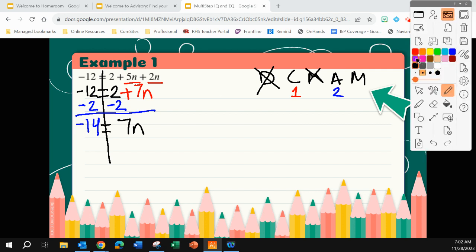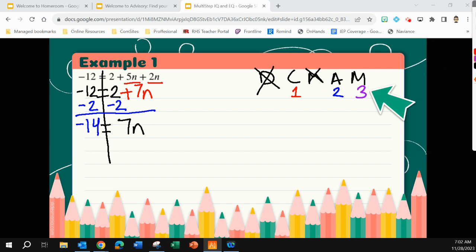And then finally, my last step is M. The second M stands for multiplication or division. We have multiplication here, so we are going to undo it with division. And we get our answer: n is negative 2. And I'm not going to do it here, but if you plugged it in, you would see that plugging in negative 2 makes this equation true.